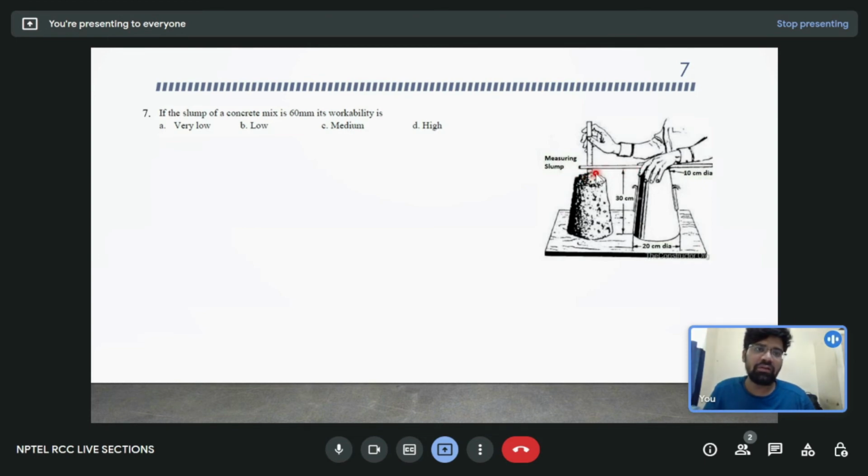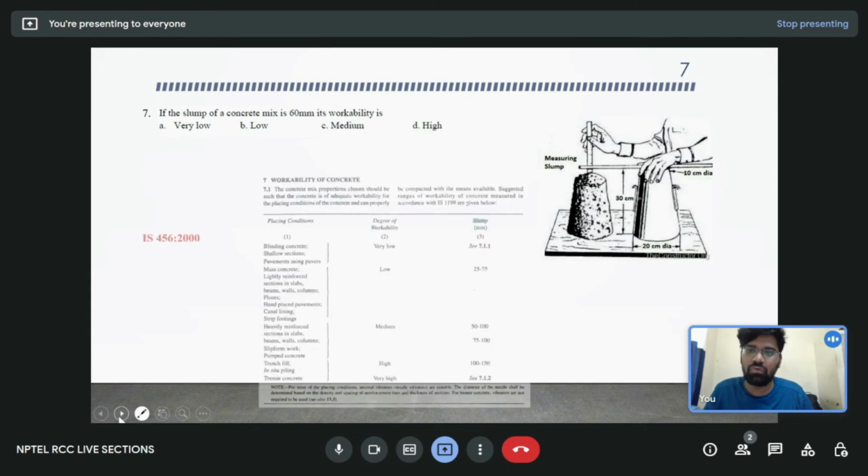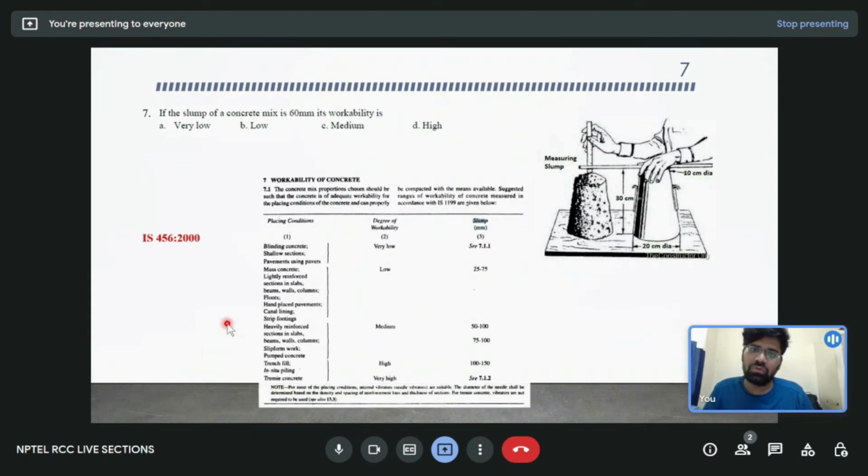Based upon the slump height, workability can be classified into low, medium, and high. The criteria for this classification is based upon the height of slump, which is mentioned in IS 456-2000. Here we have the degree of workability, low, medium, and high, for different heights of slump. So for this question, the correct answer from this table would be medium.